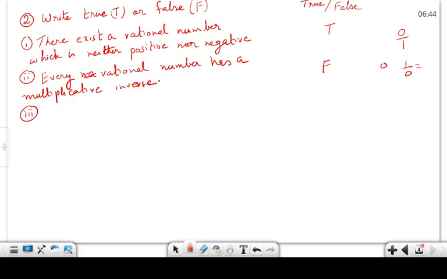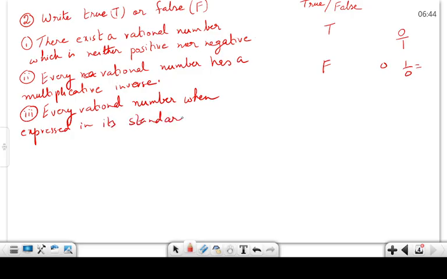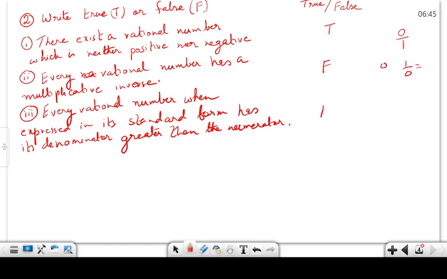Number 3, you see here. Number 3 is every rational number, when expressed in its standard form, has its denominator greater than the numerator. But it is false. This is not correct. This is false.